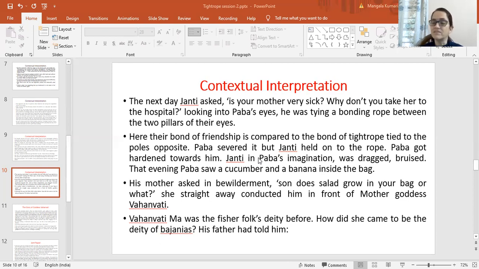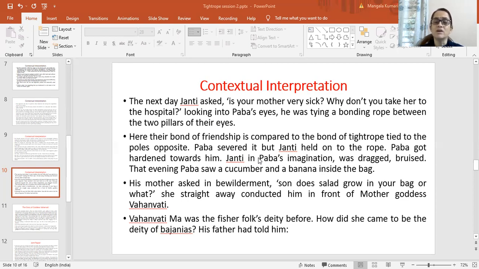And Paba severed it. Paba knew the reality, and he tried to sever, break it, cut it off. But Janti held on to the rope. He wanted to continue with the bond. Paba got hardened towards him. In Paba's imagination, Janti is being dragged and he's bruised, right? So in order to establish the friendship between them.